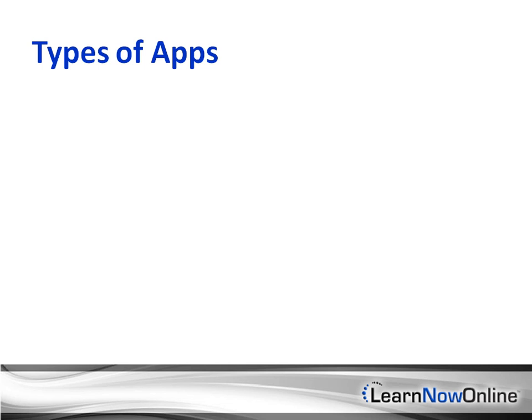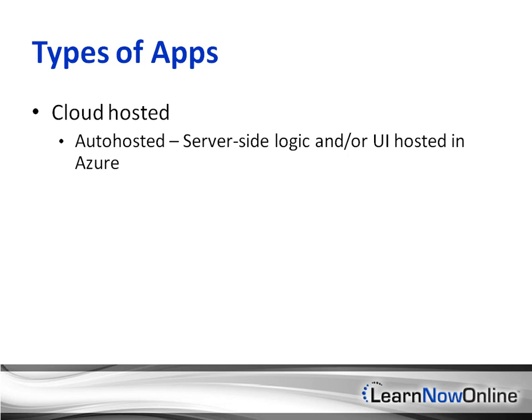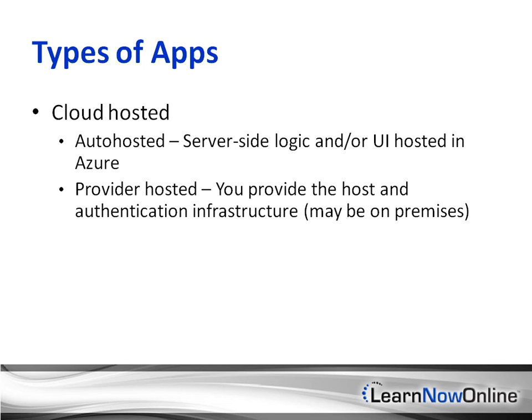The app model supports a variety of different architectures and topologies, and that makes it a little bit difficult to get your head around and discuss. But broadly speaking, there are two types of apps. The first one is cloud-hosted. And a cloud-hosted app can be auto-hosted, which means that the server-side logic and/or the user interface is hosted in Azure. Or it can be provider-hosted, which means you provide the host and the authentication infrastructure, which means that even though we discuss this as a cloud-hosted app, it may not, in fact, be in the cloud. It may be on-premises.